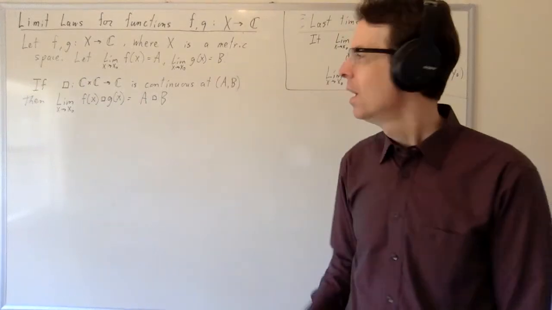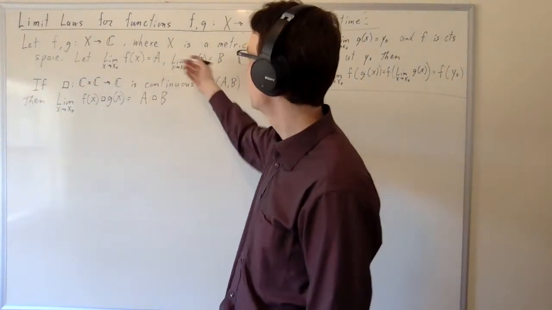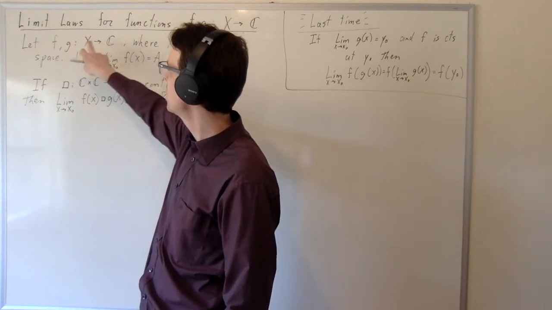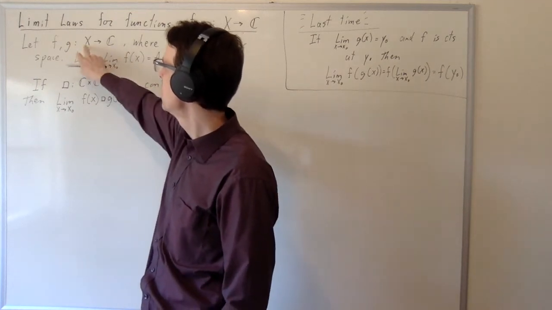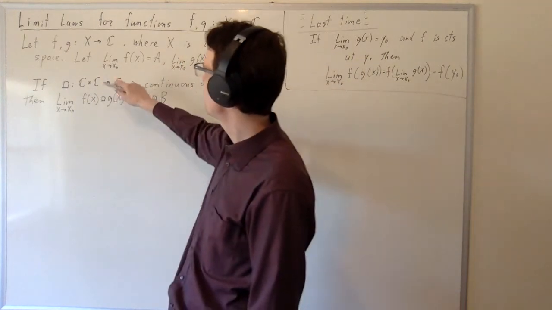Hi, welcome back. Today we're going to be talking about limit laws for combinations of functions. We have two functions. The normal situation will be they'll have a domain of the complex numbers and a range of the complex numbers. But here I'm taking the domain to be an arbitrary metric space. So X is an arbitrary metric space.